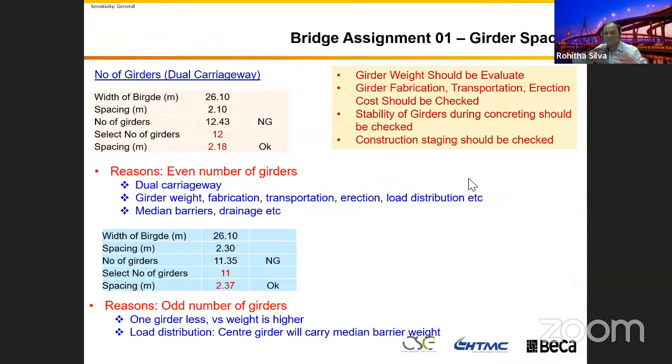If your route does not allow you to transport a 70-ton girder, so with the weight of the truck it should be 100 tons, then you don't have a choice. You have to reduce your girder weight. Fabrication, transportation, erection, and the cost. Because the heavier the girder, the larger the machinery you need to lift.